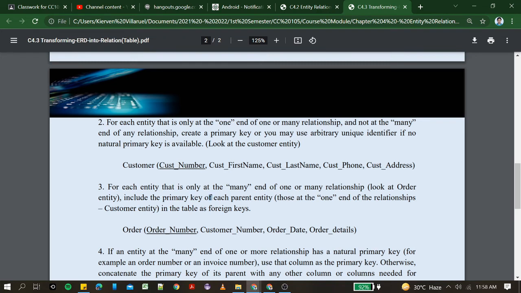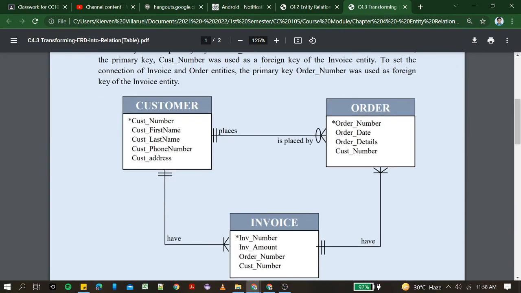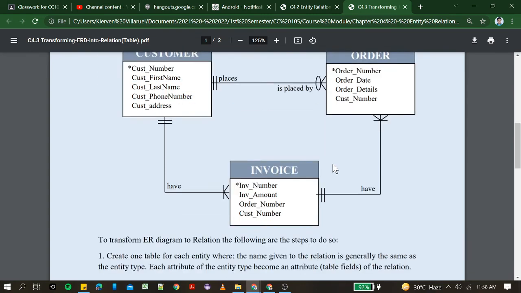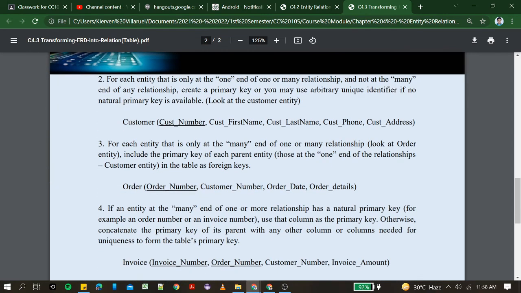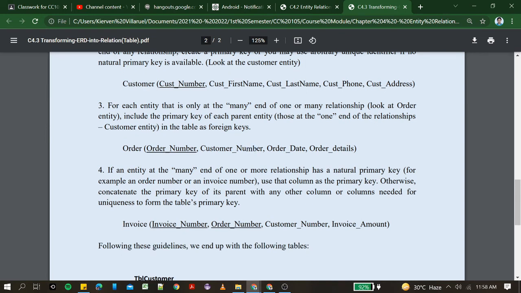Include the primary key of each parent entity, those at the one end of the relationship. So, kaya kung papansin nyo dito, yung primary key na na-identify dito sa customer ay ginamit na foreign key dun sa order. Ayan, nakikita nyo dito. Foreign key siya dito, primary key siya dun. So, sa na-create natin na relation, sa order table, we have the order number as the primary key, then the customer number as the foreign key, and these are the other attributes.